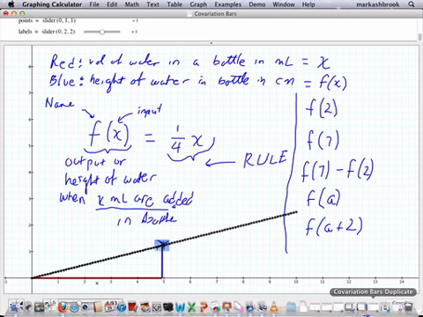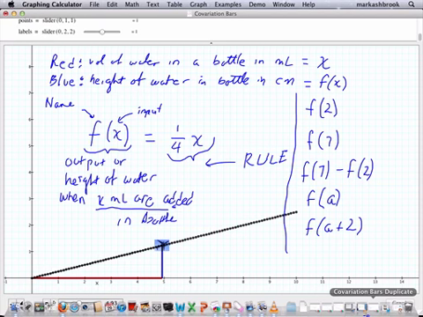So it's going to be 1/4 of 2, right? 1/4 of 2. So the value of that is 1/2. The meaning of it is the height of the water when we put 2 milliliters in. So this is a real easy one. Now after that. So here's your chance. Take an easy one. Who wants to explain?